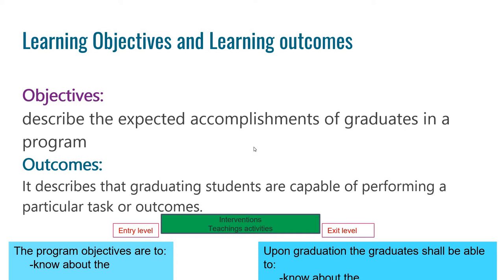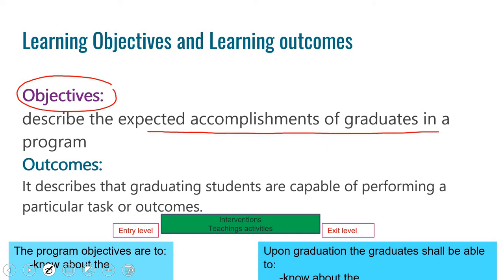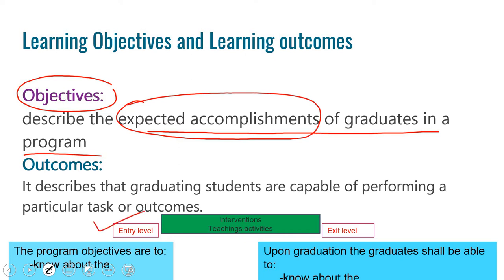But let me talk about learning objectives and learning outcomes. What is the main difference? The main difference is that the learning objectives are the expected accomplishment of a graduate in a particular program. Remember, these are the expected accomplishment when the students come at the entry level, in a particular program like an MD program or pharmacy program. So what the student will do at the entry level, when he is supposed to learn something, those learning objectives are at the entry level.